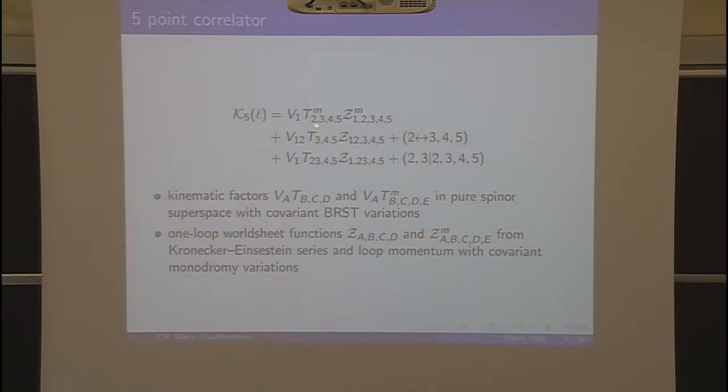And then the 5-point correlator, if you expand the permutations there, that's the full answer that you will get. It's very compact, and it depends on these kinematic factors in pure spinor superspace, and they have covariant BRST variations. I will show these later. And these are worldsheet functions. These z's here are worldsheet functions, and the vector index there denotes that it depends also on the loop momentum. And these functions will be built out of the coefficient functions that you see in the Kronecker-Eisenstein series at one loop. So that's how the correlator looks like.